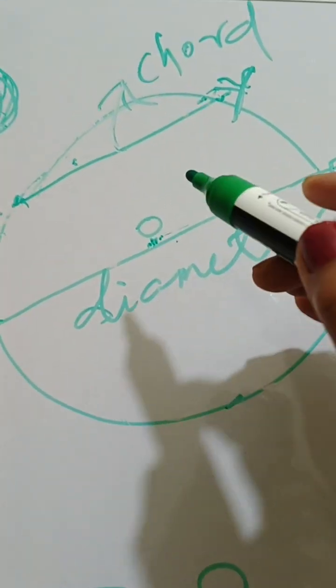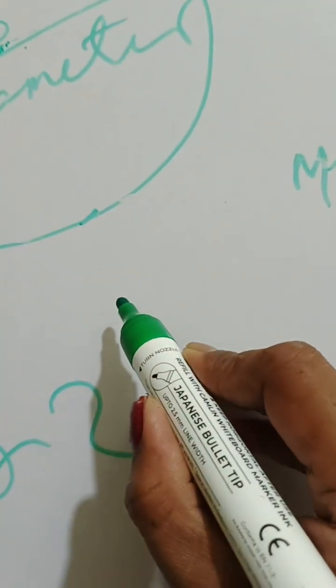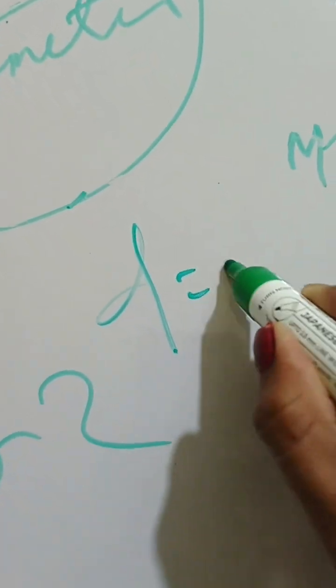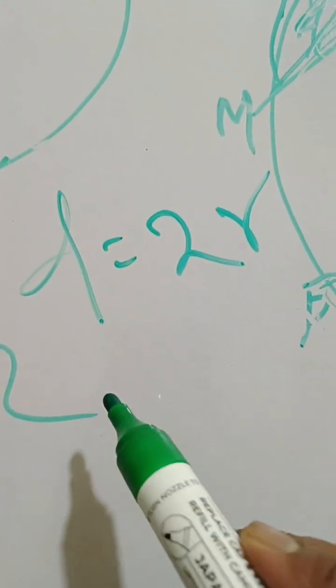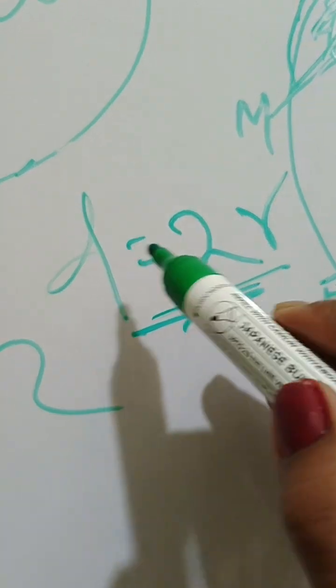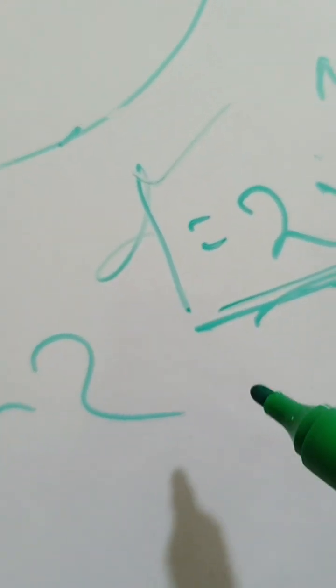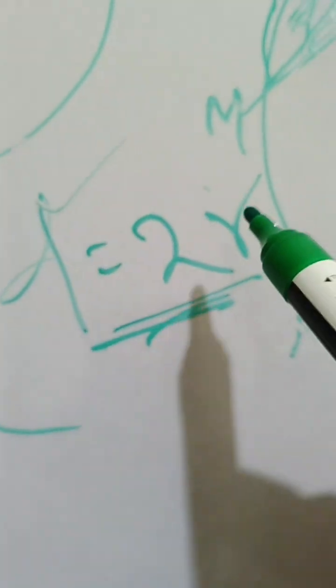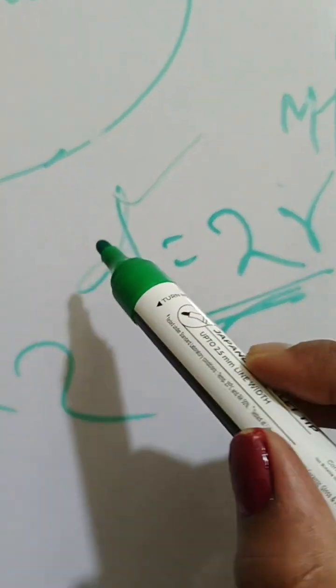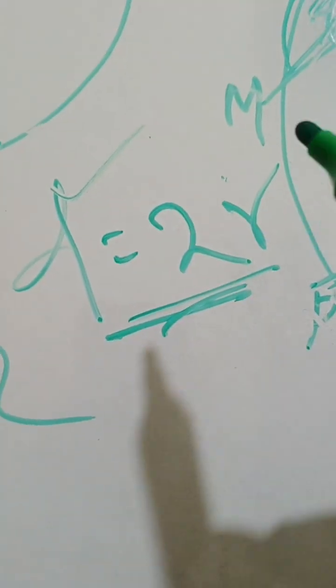Second thing, what is the relationship between the radius and the diameter of a circle? The diameter is 2 times the radius of a circle. Remember this. Whenever the radius is given and you are asked to find the diameter, you multiply the radius by 2. Whenever the diameter is given and you need the radius, you divide the diameter by 2 to get the radius.